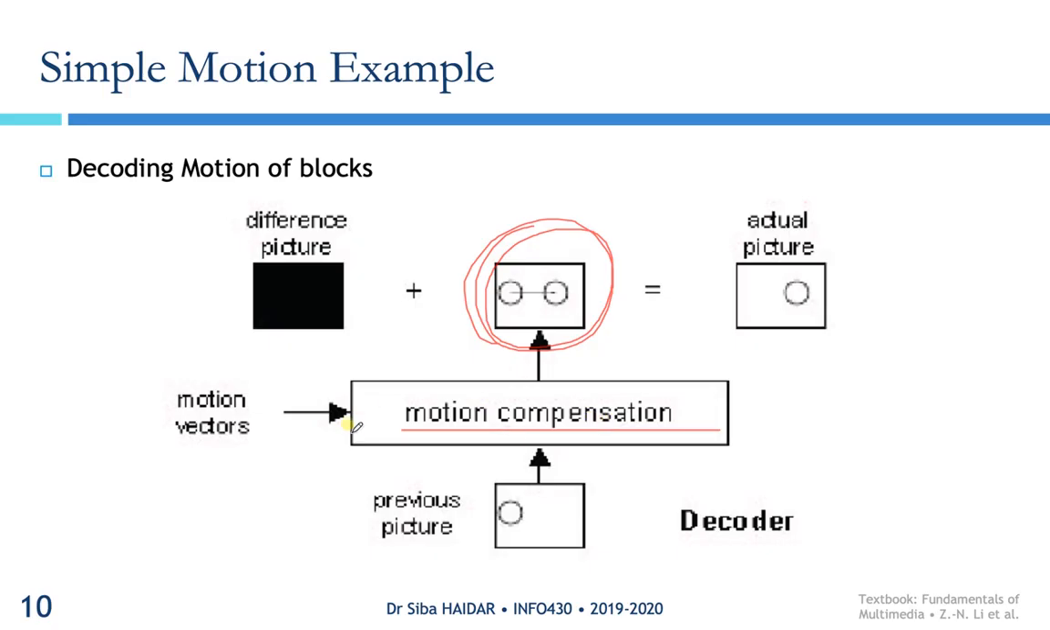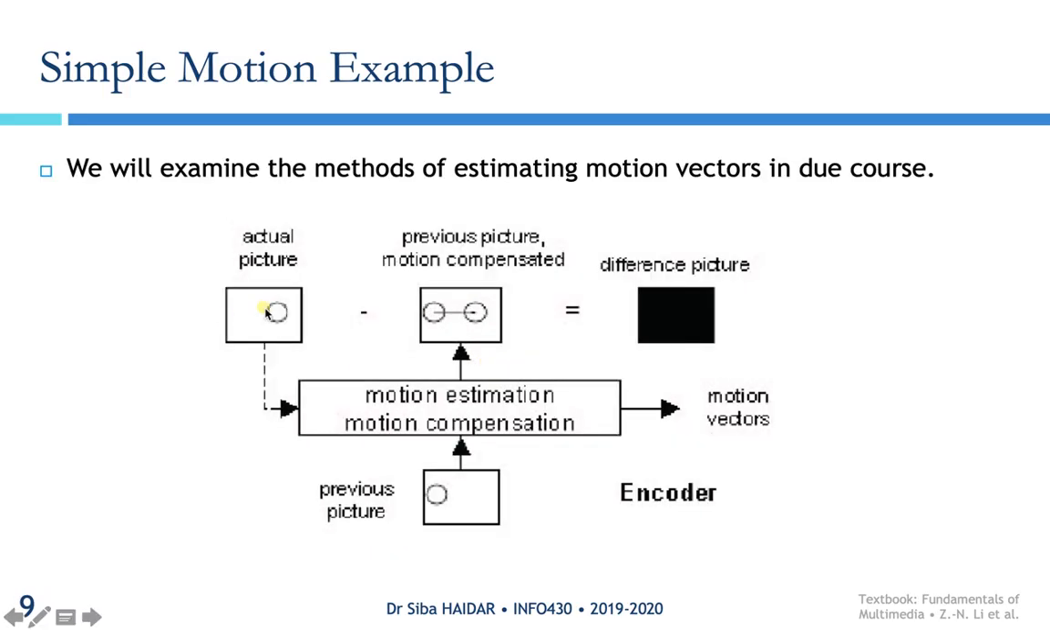So we calculate the motion compensation. We will search in the actual picture, by reference to the previous picture, where this ball was, in which part of the image, and how many pixels it moved. So we will deduce the motion estimation. This is the motion estimation, and now we have the motion compensation.